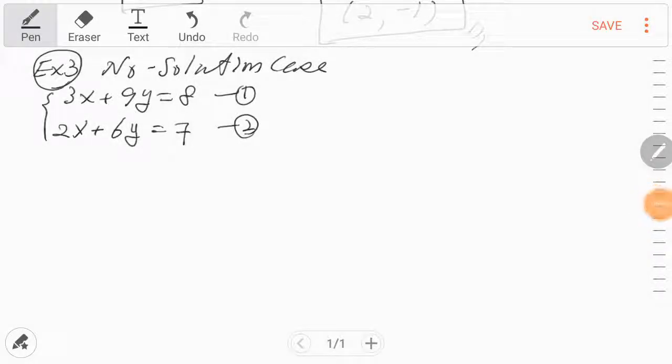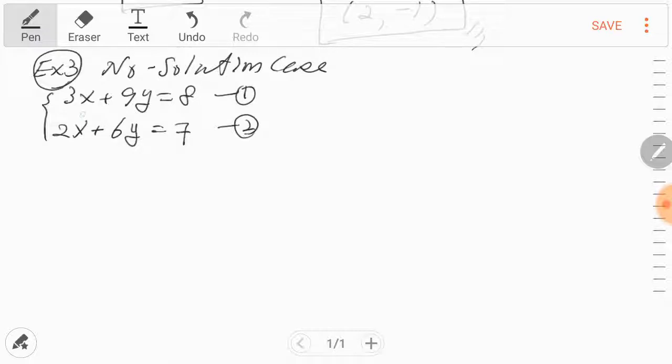Okay, let's solve this system of equations. This system is a no solution case, which means the two lines are parallel and the y-intercepts are different. Let's check what happens. I want to use the elimination method, so let's find out which variable to eliminate.